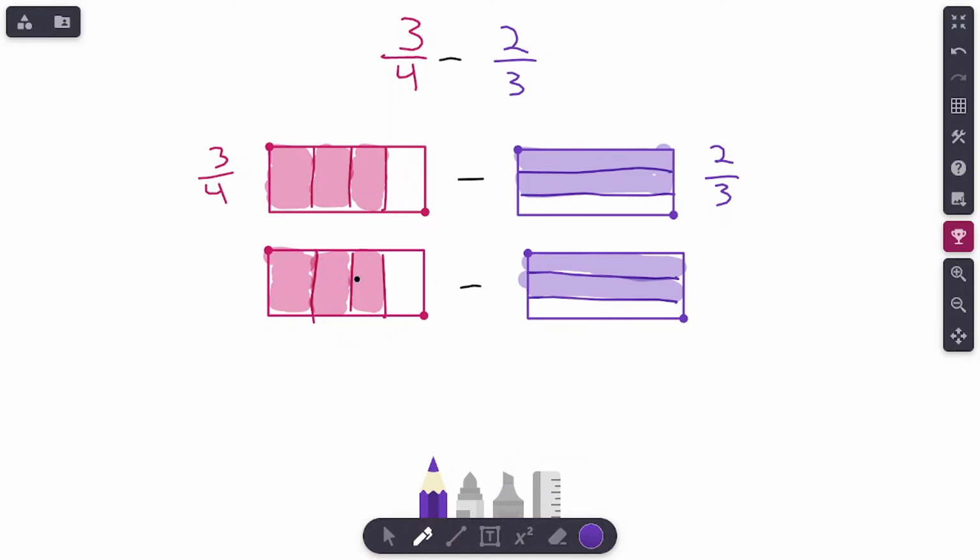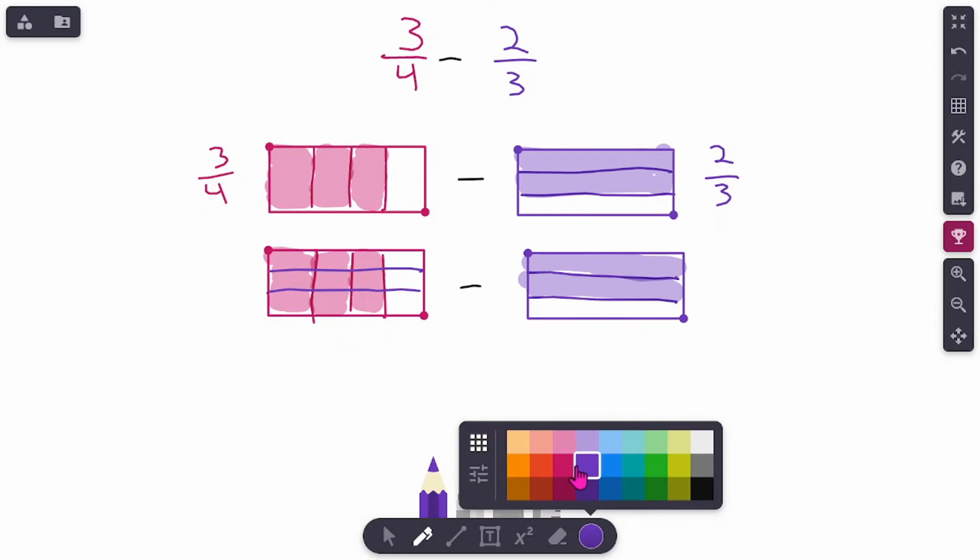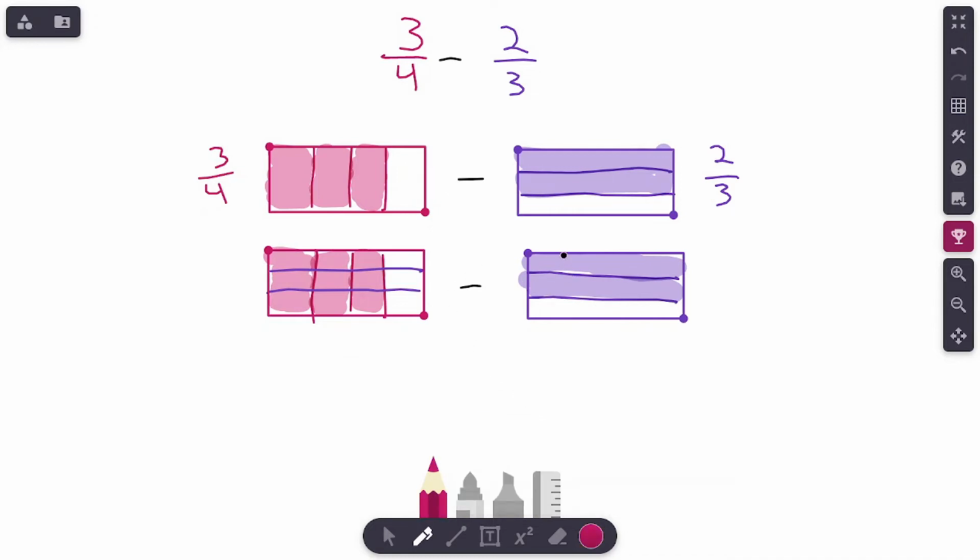So we need to represent thirds in this model here. I need to draw thirds horizontally: 1/3, 2/3, 3/3. Now I need to represent fourths vertically. So there's a fourth, there's a fourth, and there's a fourth. 1/4, 2/4, 3/4, 4/4. Again, I'm trying to create equivalent fractions. I'm trying to find common denominators.